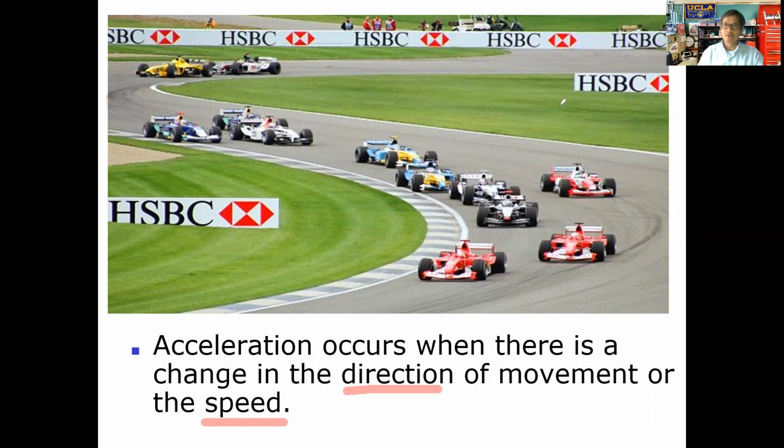If you look at these Formula One race cars as they go through this curve, they will be changing their direction. As they move out of the curve, they will start speeding up. So as they move through the curve and speed up, they are accelerating. But keep in mind that as they come into the curve, they have to slow down. That also is defined as an acceleration because they are changing their speed. So make sure you keep that in mind.